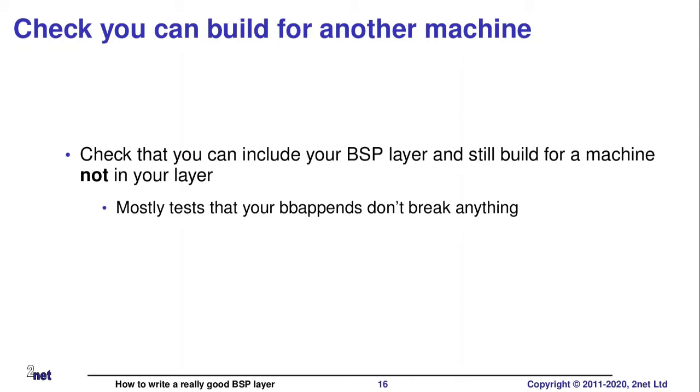So, how do you check that you've not broken anything? Probably the key acid test is that if you can include your BSP layer and then build for a different machine without breaking it, then you're in a good state. And essentially, the thing that normally breaks things is bbappends. If you've got a whole bunch of bbappends in there adding stuff specific to your machine, and you're selecting that even when your machine isn't selected, then you're going to break other people's recipes. So if you can pass this test, you're doing pretty well.